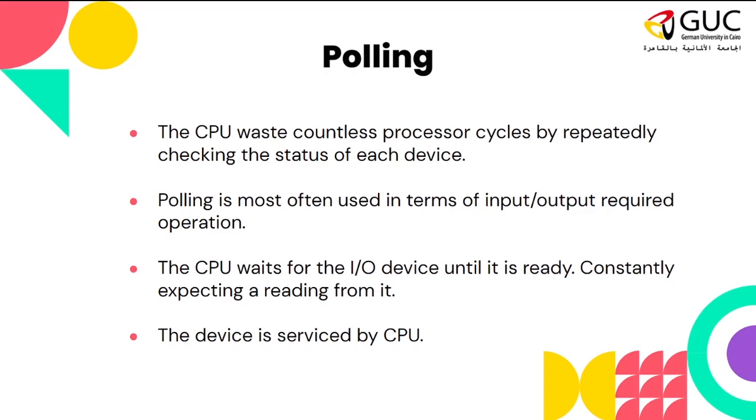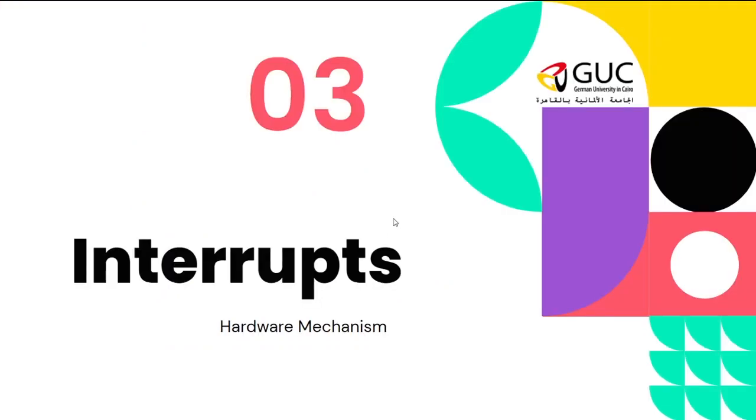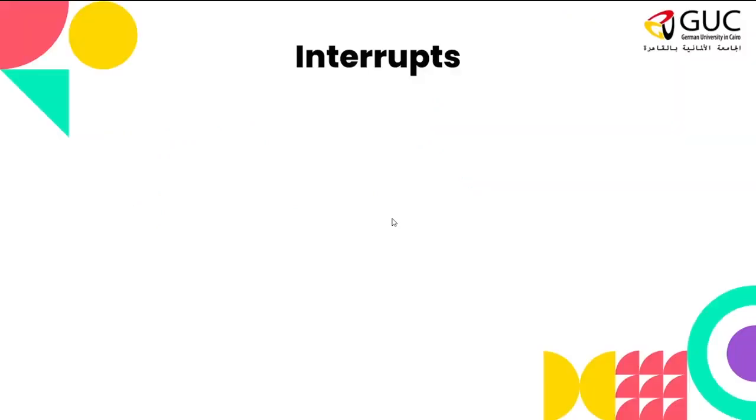While interrupts are a hardware mechanism, as we said before. Our code executes normally, so these interrupts can take place at any time while our code is executing fine.